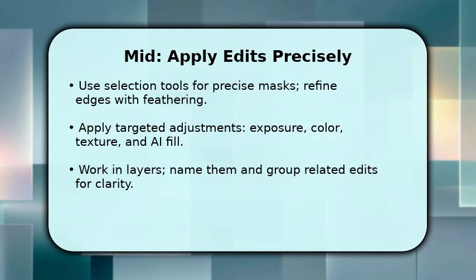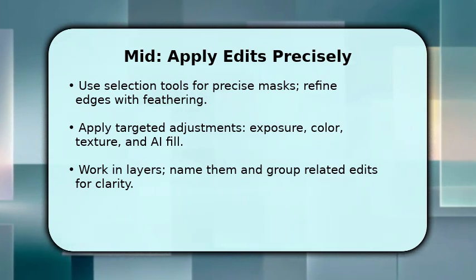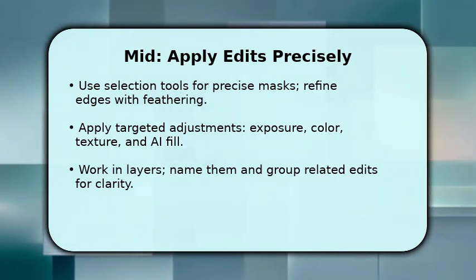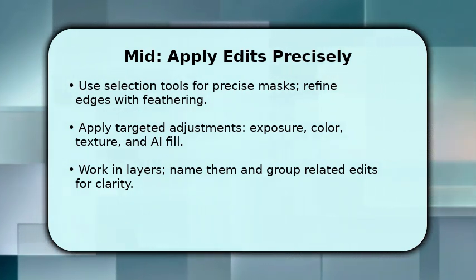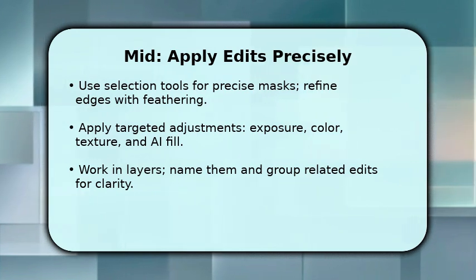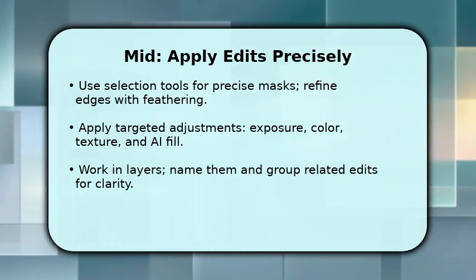You now execute the core edits. Select the subject or area with the lasso or AI selection and refine the mask edge to avoid halos. Once the selection is solid, apply exposure, color balance, and texture adjustments only where needed so changes look natural.